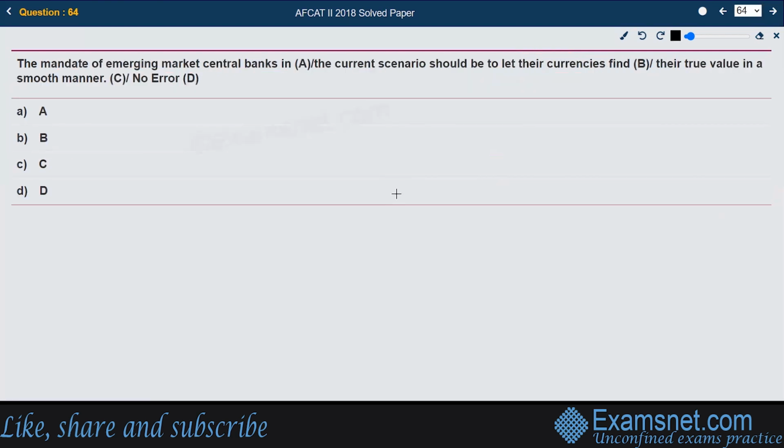64. Now again the sentence, we have to find out which part of the sentence contains the error. The mandate of emerging market central banks in the current scenario should be to let their currencies find their true value in a smooth manner. So if we look at the sentence carefully, there is no error in any of the parts. So the answer is option D, there is no error.